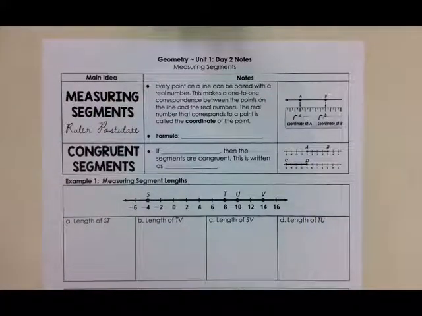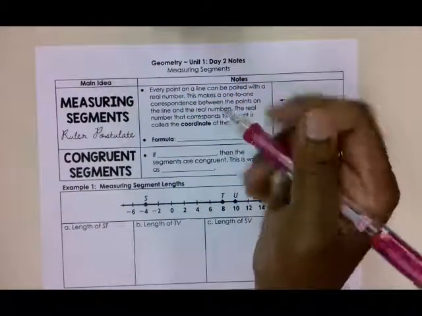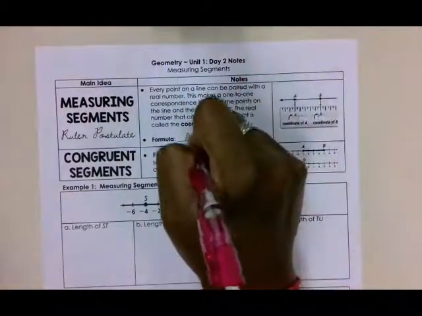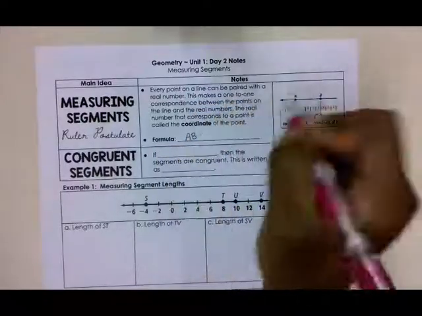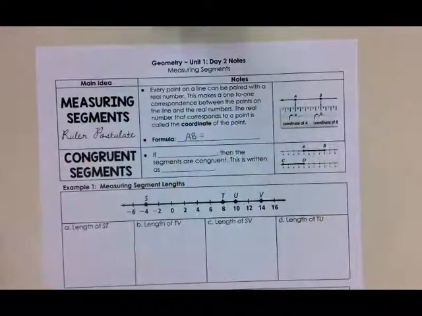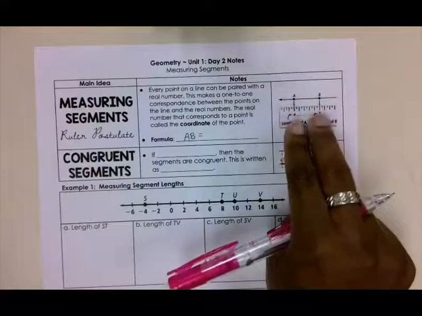Alright, so day 2 notes. So the first thing is measuring segments, the ruler postulate. So the ruler postulate just tells us we can find the distance between 2 points. When we want to find the distance between 2 points, they just call that AB. So that means I want to find the distance. And this is 2 singular points.